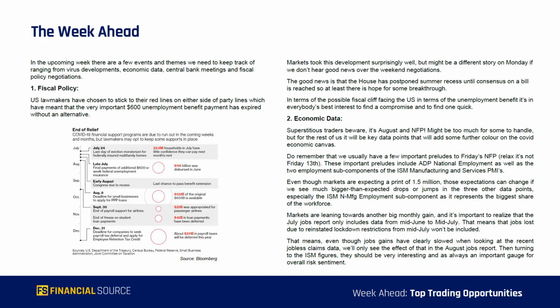Starting with fiscal policy, US lawmakers have chosen to stick to their red lines, basically failing to bring in any type of alternative to that $600 unemployment benefit, which has now expired at the end of last week, or end of this week rather. Markets took this development surprisingly well from a risk point of view, but Monday might be a different story if we don't have any type of breakthroughs from those weekend negotiations.